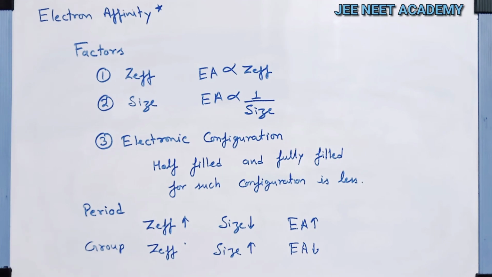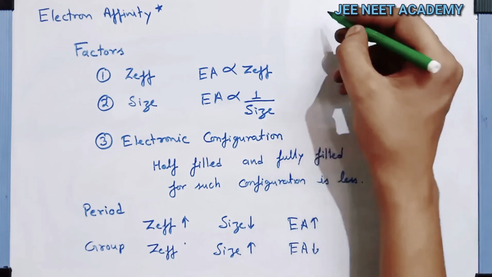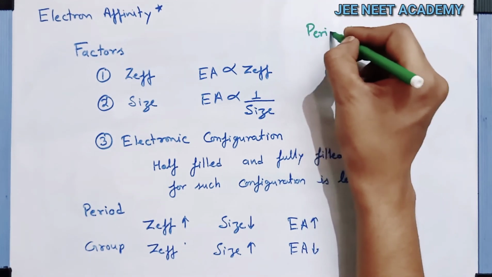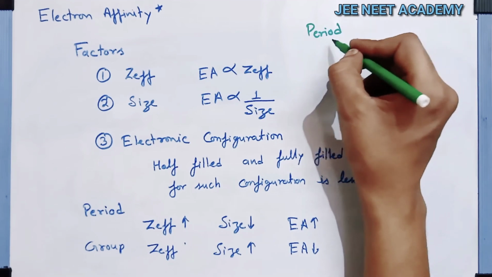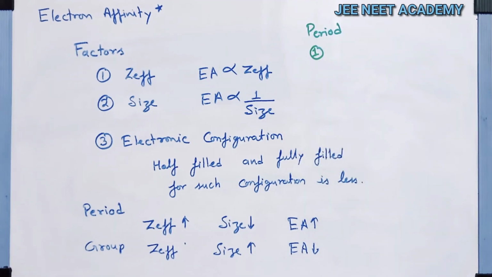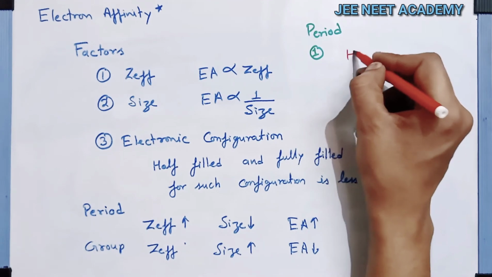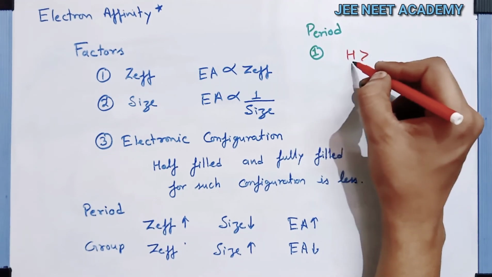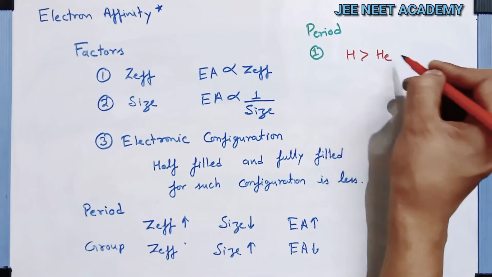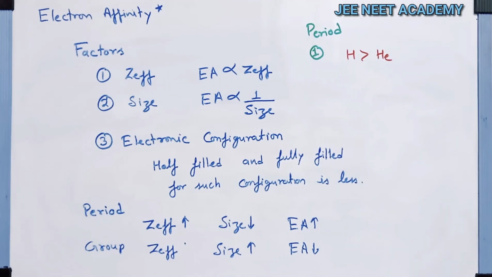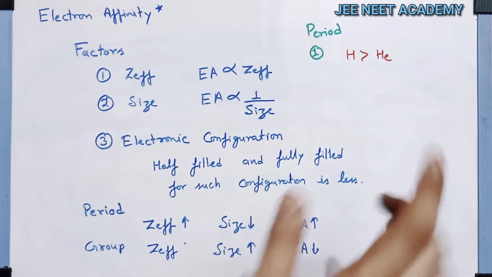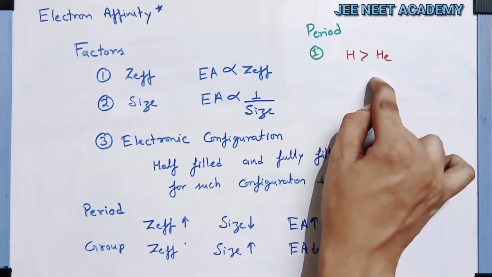For this comparison of period and group, we'll see one example. In the first period, hydrogen has more electron affinity than helium. Why? Because although Z effective is increasing from left to right, this concept is not applicable here.